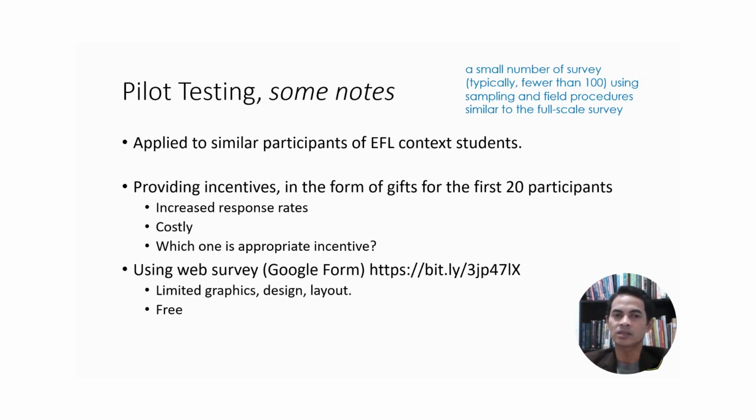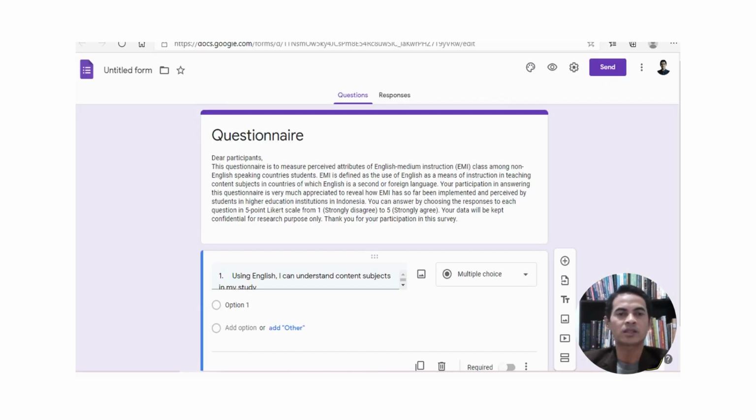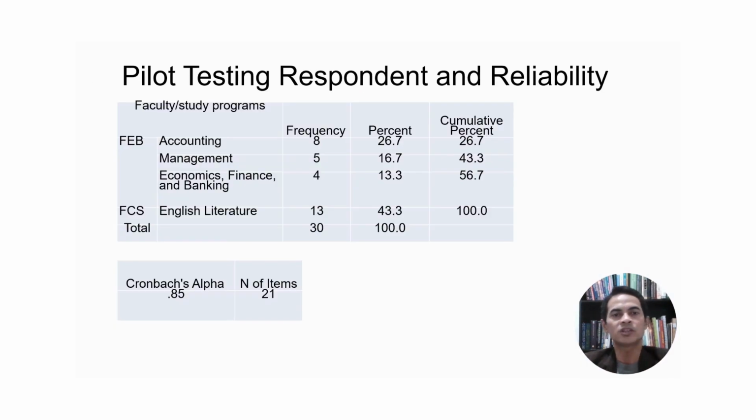And then I conducted pilot testing, and I got some good results later, and I applied this to similar participants of EFL context students. I also provided incentives for them, like giving them some gifts for the first 20 participants, because I believe that by providing this, it will increase the response rate. This is what my questionnaire looks like. So I sent my questionnaire online through Google Form, and they filled in the questionnaire during the pilot testing. And these are the results of my pilot testing.